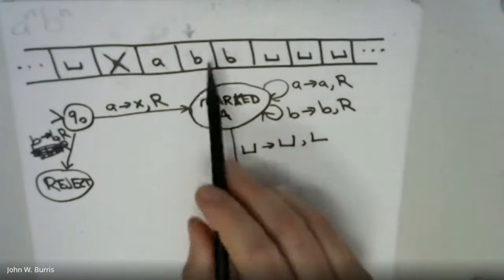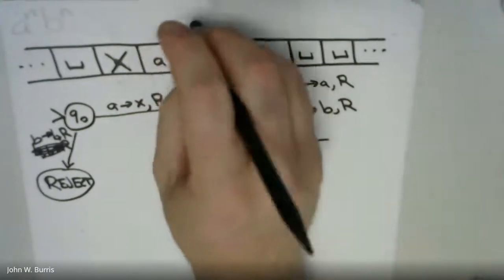Then we're going to read in a B, write a B, and move right.